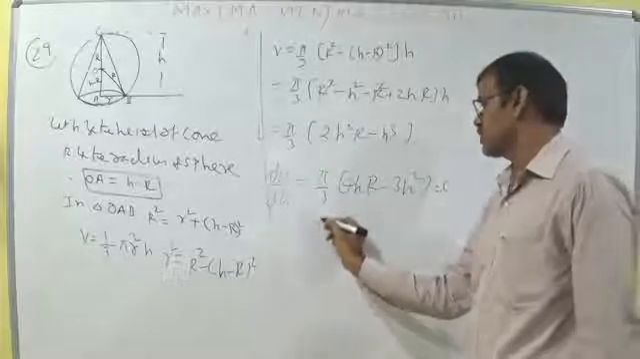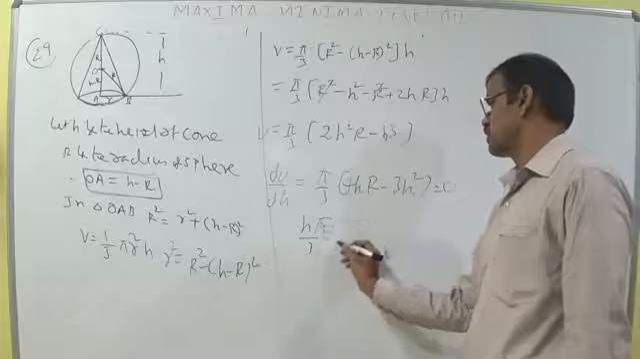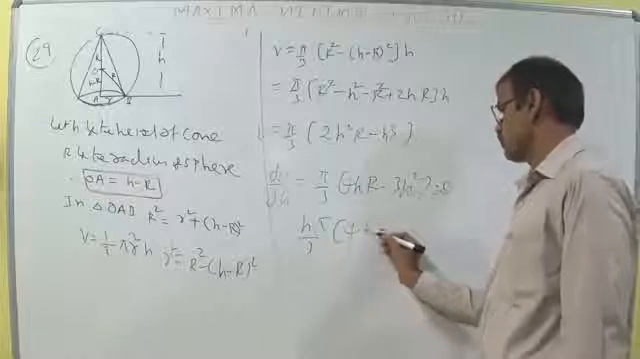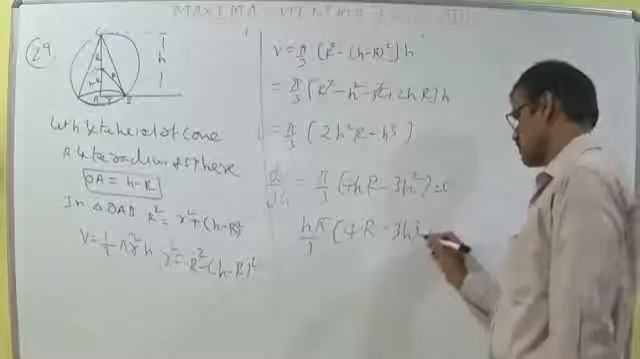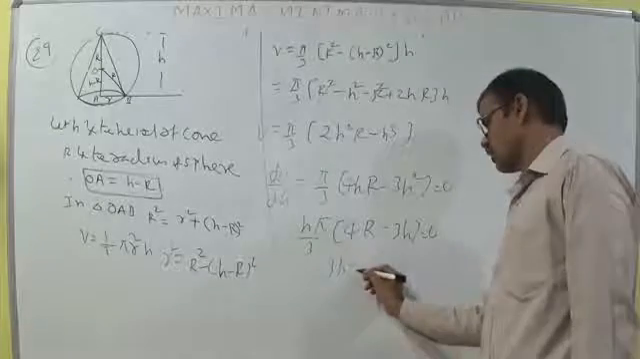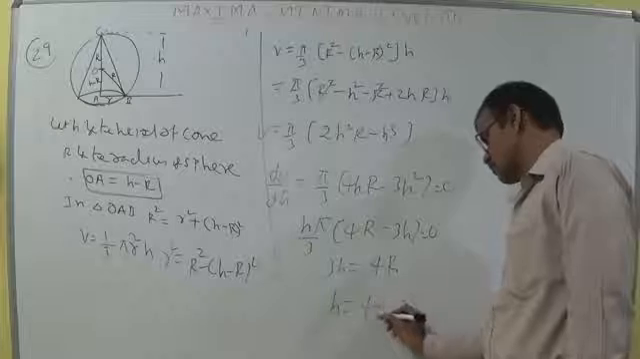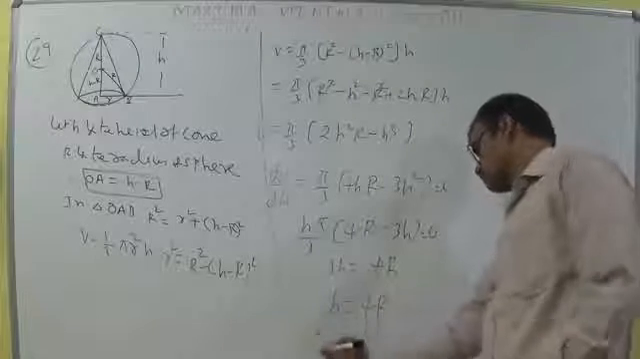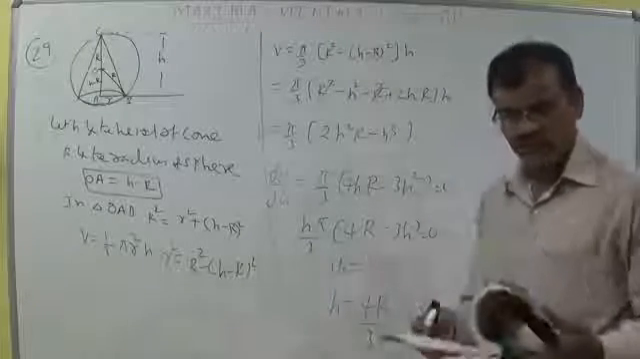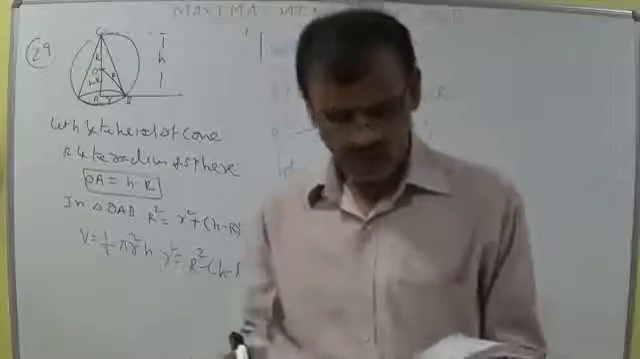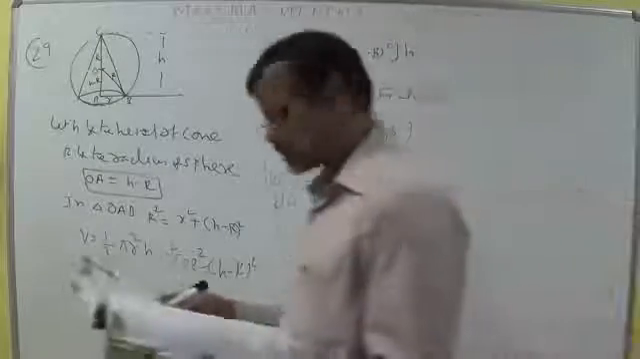We can divide by h pi by 3, so this is 4r minus 3h equal to 0. Now we can write 3h is equal to 4r, and h is equal to 4r by 3. The height of the cone became 4r by 3, which is the third option here.